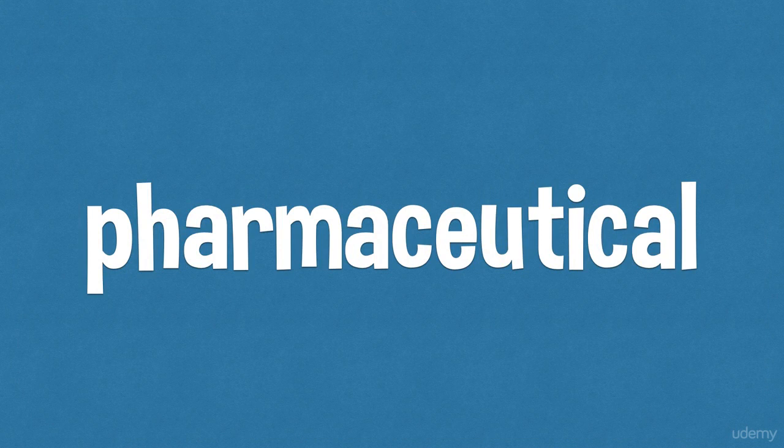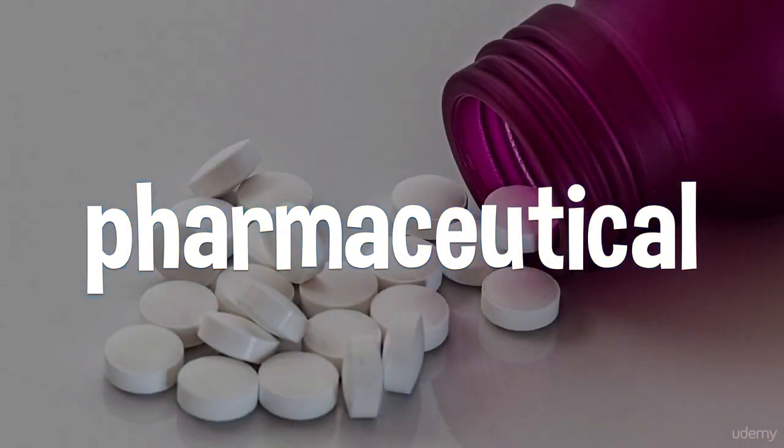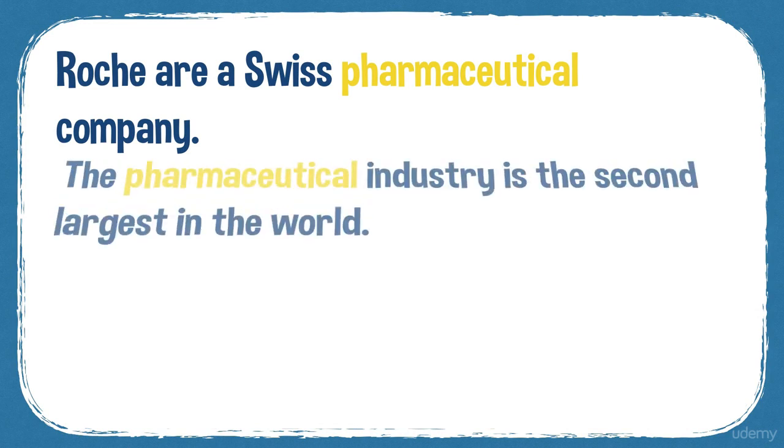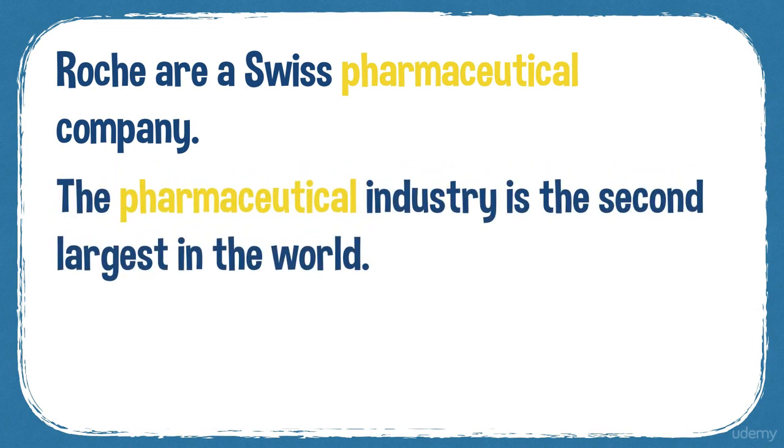Pharmaceutical means something connected with the production of medicine, often the industrial scale production of medicine. And we talk about the pharmaceutical industry. And pharmaceutical companies often manufacture pills. So for example, Roche are a Swiss pharmaceutical company, one of the biggest in the world apparently. The pharmaceutical industry is the second largest in the world.